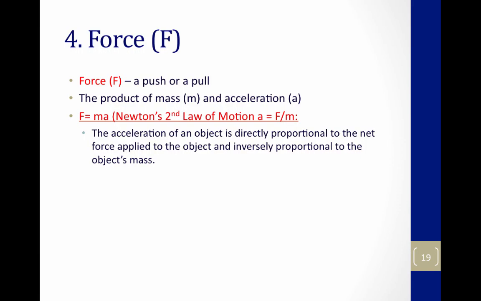Derived physical quantities. Our next derived physical quantity is force. Its symbol is the capital F. A force is a push or a pull, a product of mass and acceleration. So force equals mass times acceleration. This is Newton's second law of motion. Acceleration equals force divided by mass. So they're the same thing.